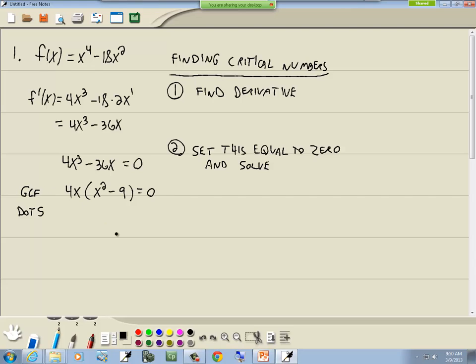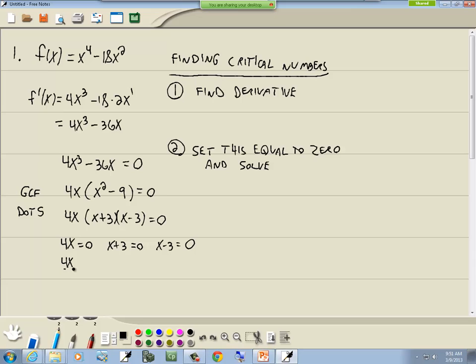Well, now we're going to factor this using the difference of two squares. Two terms with a minus between them. X squared minus 9 becomes x plus 3 times x minus 3. Now the zero factor property from college algebra says if you get 0 on one side and you factor the other side, you set each factor equal to 0. So I've got 4x equal to 0, x plus 3 equal to 0, and x minus 3 equal to 0. Then you solve each one.